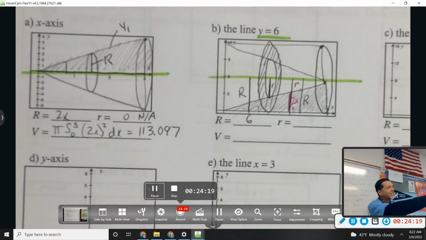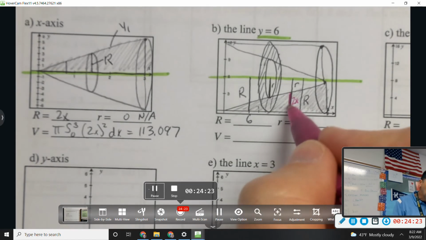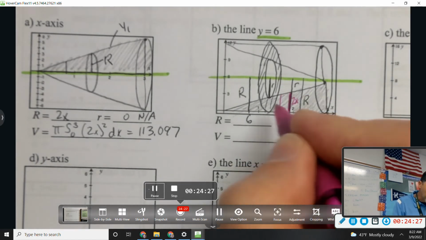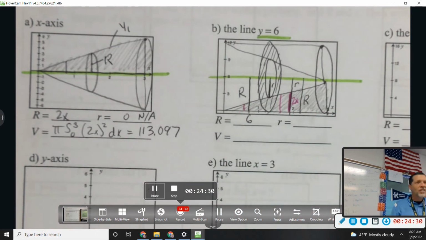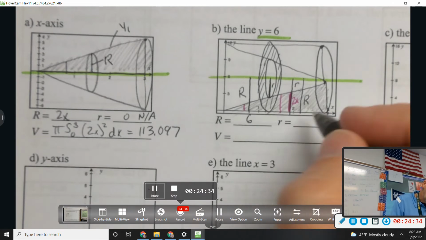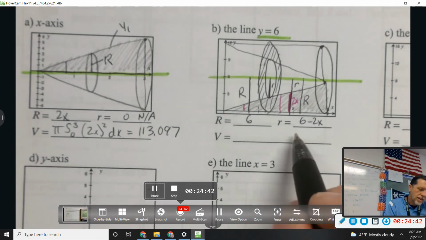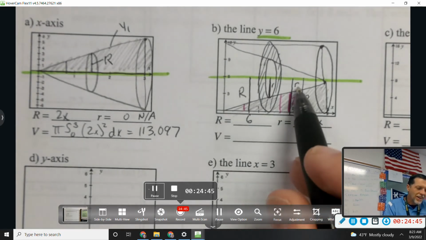That's exactly it. Okay, 2x is this piece, but I don't want this piece, right? There's 2x, but that's not little r. Little r is on the other side of that. Little r is 6 minus 2x. So r plus 2x equals 6. Little r plus 2x is always 6.